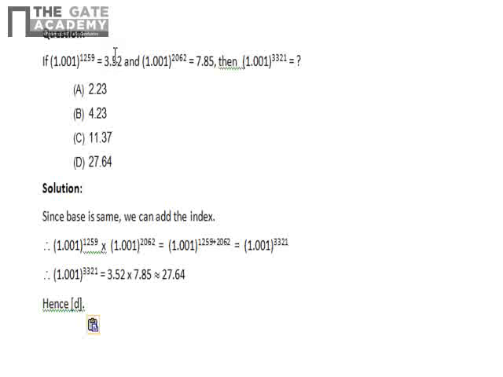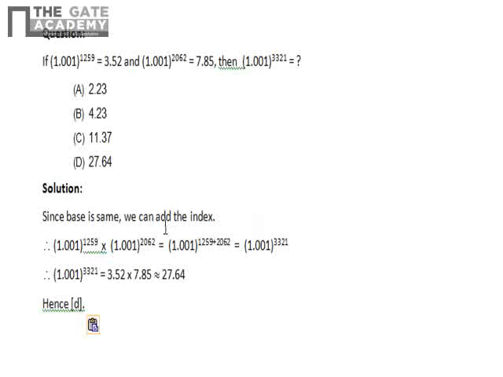Now we'll see a problem which was asked in your GATE exam in the year 2012. It is a very recent paper. This question is based on indices. It's a very easy question. If 1.001 raised to 1259 is equal to 3.52 and 1.001 raised to 2062 is equal to 7.85, then what is 1.001 raised to 3321? If you observe closely, you'll see 1259 plus 2062 gives 3321.